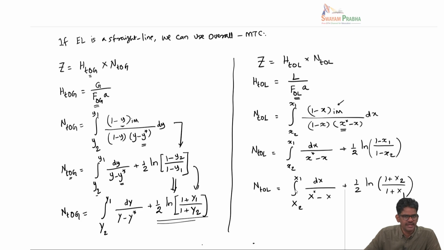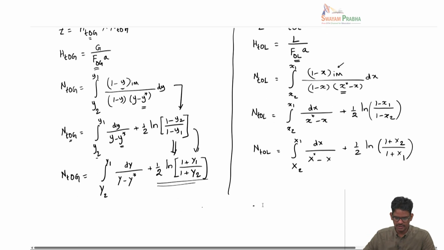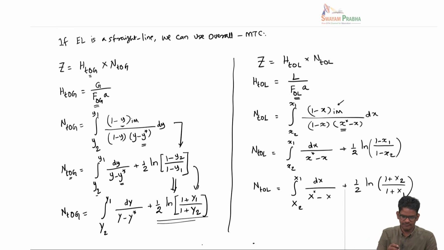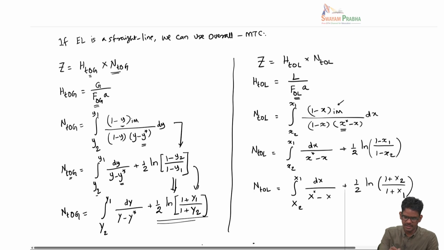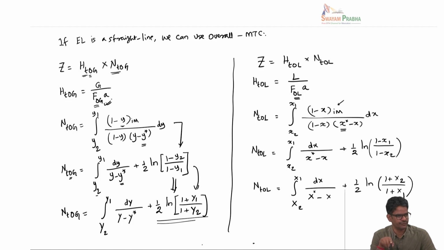Okay. So there you will see that the overall coefficient can be written in terms of local coefficients only if the equilibrium line is a straight line. Okay. So in all these expressions, we have only expressed this NTOG and HTOG. So here I have written the overall F-type mass transfer coefficient. Okay, but this has to be obtained from the local coefficients.